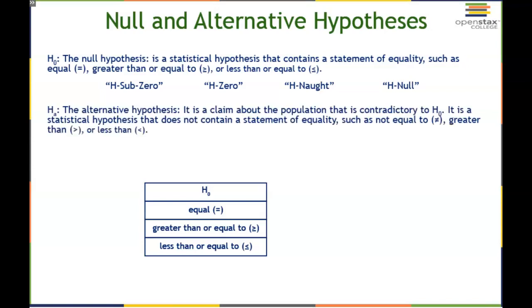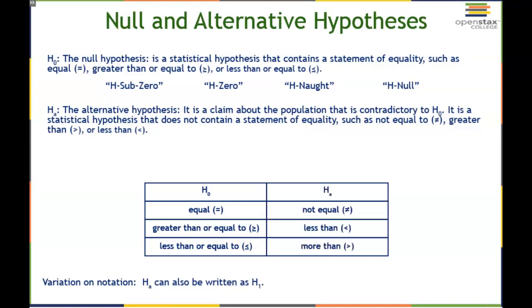The alternative hypothesis is noted as H with a subscript of A. Sometimes you'll also see this as H with a subscript of 1, but I'm going to keep with the subscript of A. The alternative hypothesis is a claim about the population that's contradictory to H0. And if H0 contains equality, then HA does not contain equality. So the symbols we're going to use here are either the not equal, the strictly greater than, or the strictly less than. Now that's just your hypotheses.